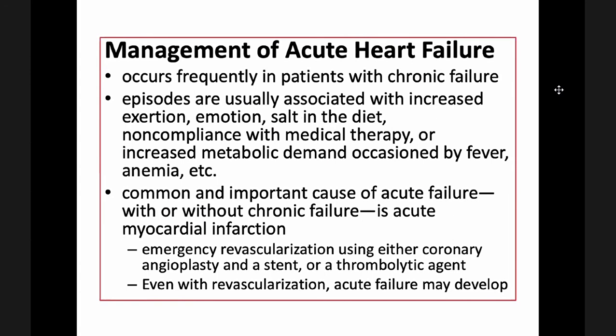For acute heart failure, this usually occurs in patients who already have chronic failure. The episodes are associated with increased exertion, emotion, salt in the diet, non-compliance with medical therapy, or increased metabolic demand associated with fever, anemia or even infection. A common and important cause of acute heart failure, with or without chronic failure, is acute myocardial infarction, as I mentioned earlier. In this case, emergency revascularization using either coronary angioplasty and a stent or a thrombolytic agent is recommended. Even with revascularization, acute heart failure may also develop.